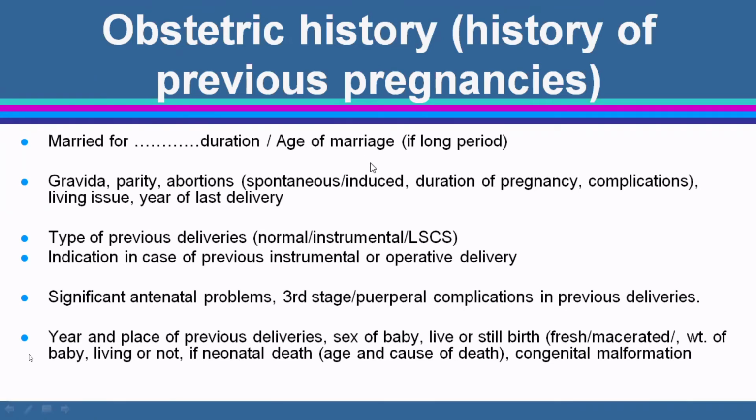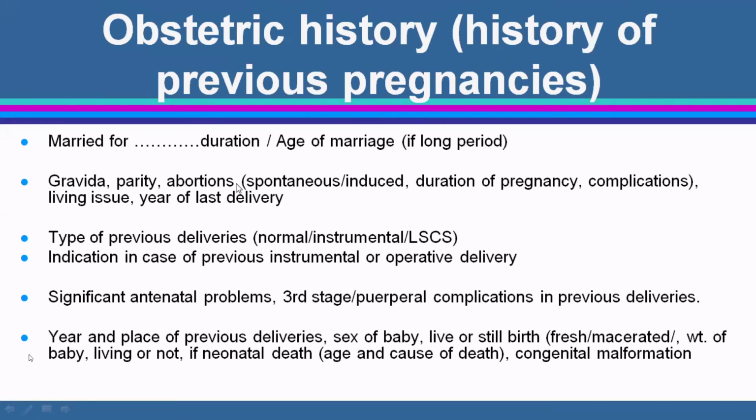If it is a long duration, when an old woman comes, then they are married for a long period, and you should write the age of marriage, whether she was married at the age of 16 years or 18 years or 20 years. Okay. And if they are recently married, you just write the duration of marriage. And then, as we have already said, if she is currently pregnant, you mention the gravida. For all women, you mention the parity.